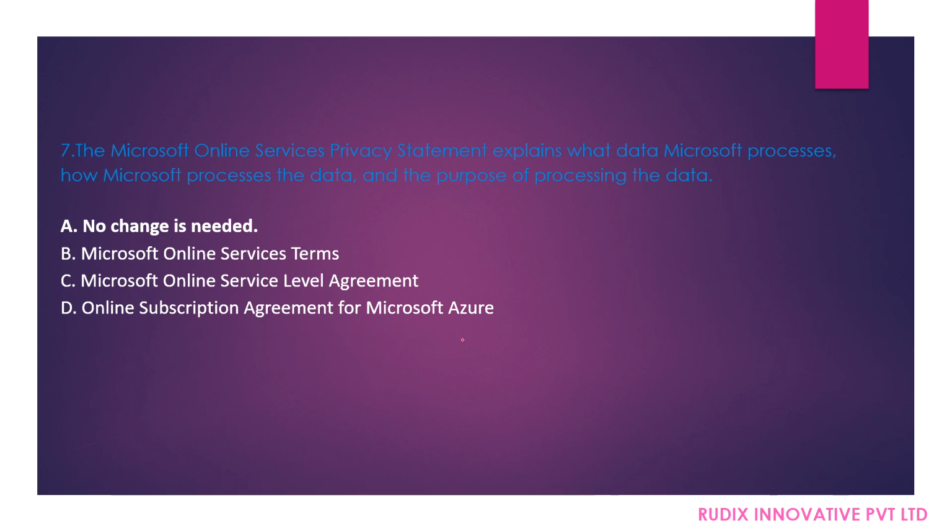The statement accurately describes the purpose of the Microsoft Online Services Privacy Statement, which is to explain what data Microsoft processes, how it processes the data, and the purpose of processing the data. Therefore option A, no changes needed, is the appropriate choice. So the given statement is right only, so there is no need of change.